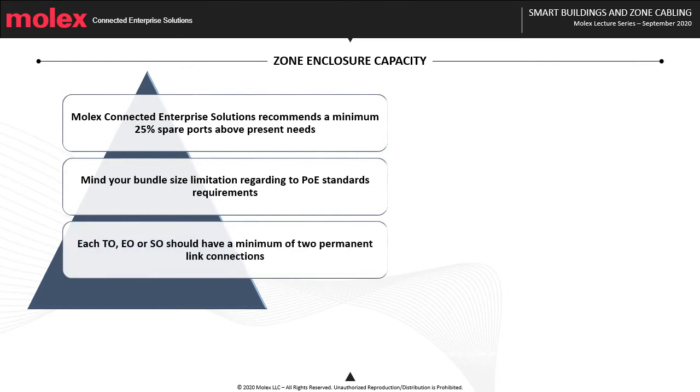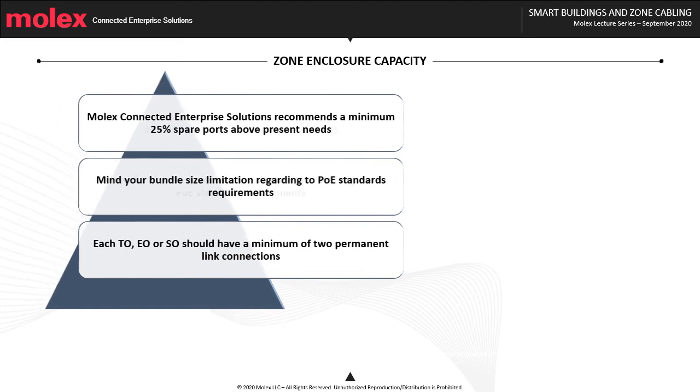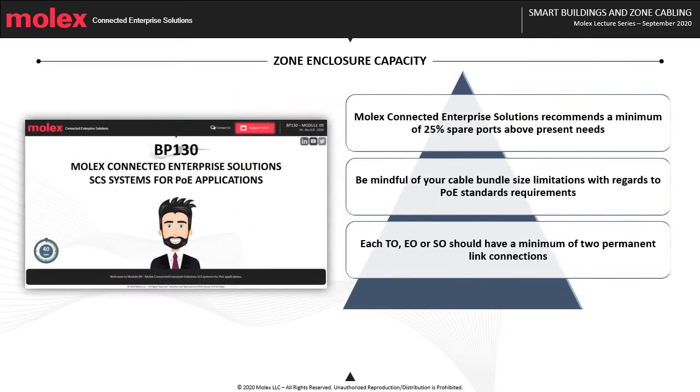Remember as well that each TO, EO, or SO should have a minimum of 2 permanent link connections. There could be exceptions. We will see one in a few minutes, but otherwise you should have 2 permanent link connections. And as far as PoE, high power PoE and UPoE applications are concerned, you may always refer to module 9 of our training courses, as this may impact as well the design of your zone cabling architecture.